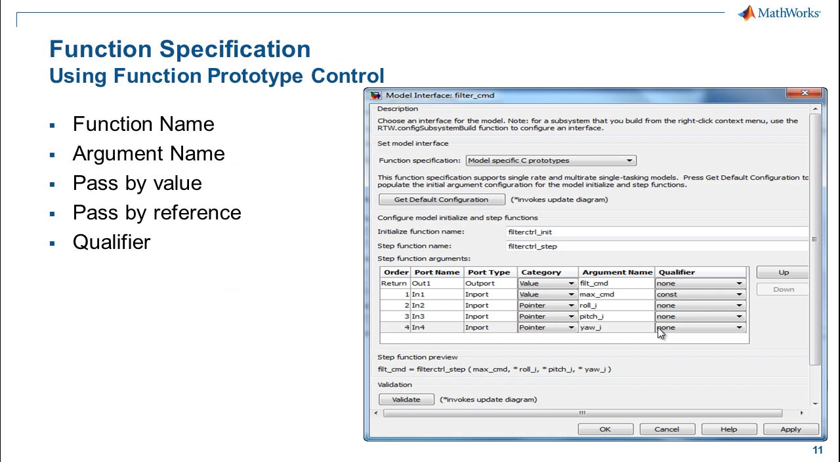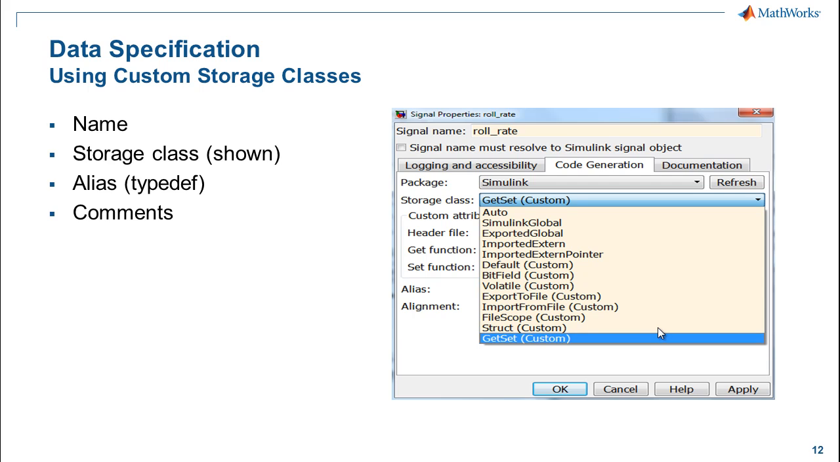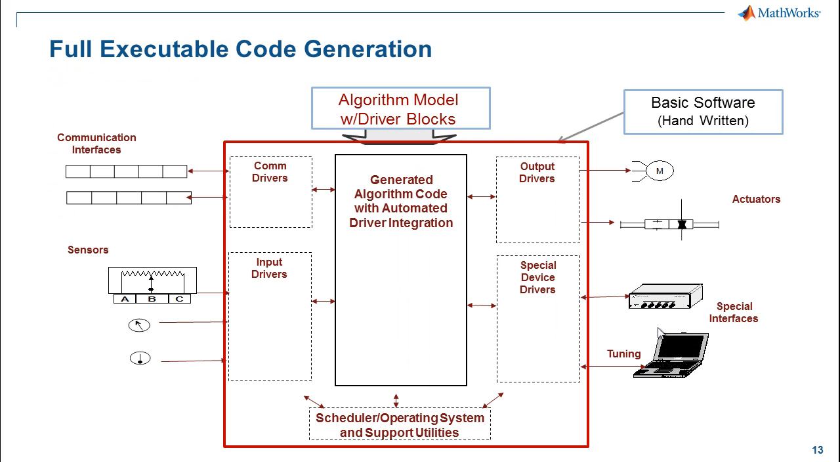In order to make the algorithm plug nicely, you can use the embedded coder to specify the function prototypes, its input arguments, the name, as shown here. You can also specify the data interface information, such as storage classes, get-set-access methods, type definitions. So by controlling the function files and data, it is quite simple to just take the generated algorithm and plug it into an existing software framework.